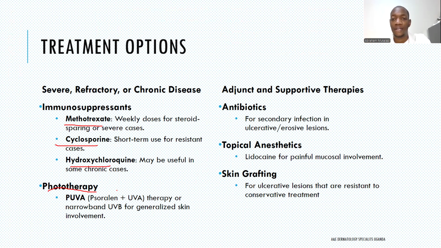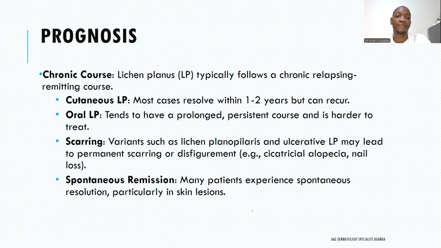Then topical agents like anesthetics in case you have painful oral mucosal lesions, like in erosive lichen planus of the oral mucosa, you can give topical lidocaine. This is usually available in things like sprays that someone sprays in the mouth to at least give some relief to allow them to eat. Then you can also do skin grafting in case you have ulcerative lesions that are resistant to treatment. You take it out, replace it with other skin.